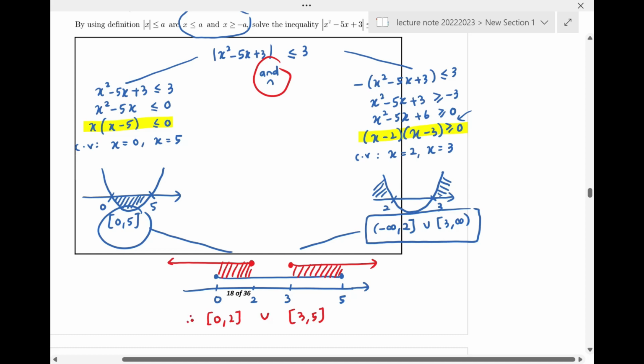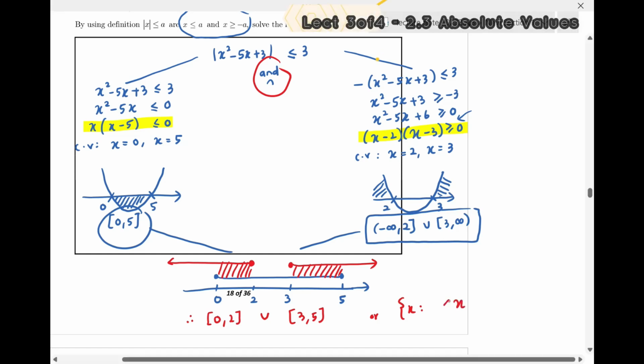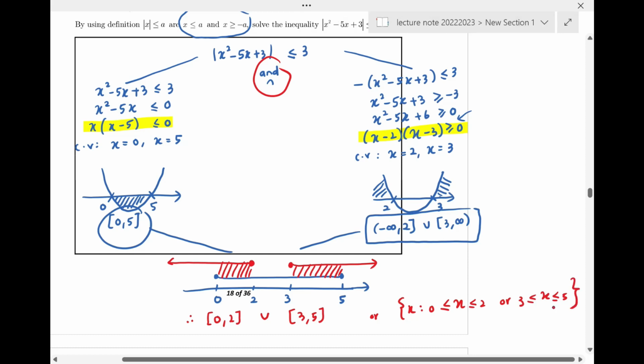If you want it in solution set form, it will be x between 0 and 2 inclusive, or between 3 and 5 inclusive. So that's it for this third part. We'll meet again in the last part, part 4 of 4. Thank you.